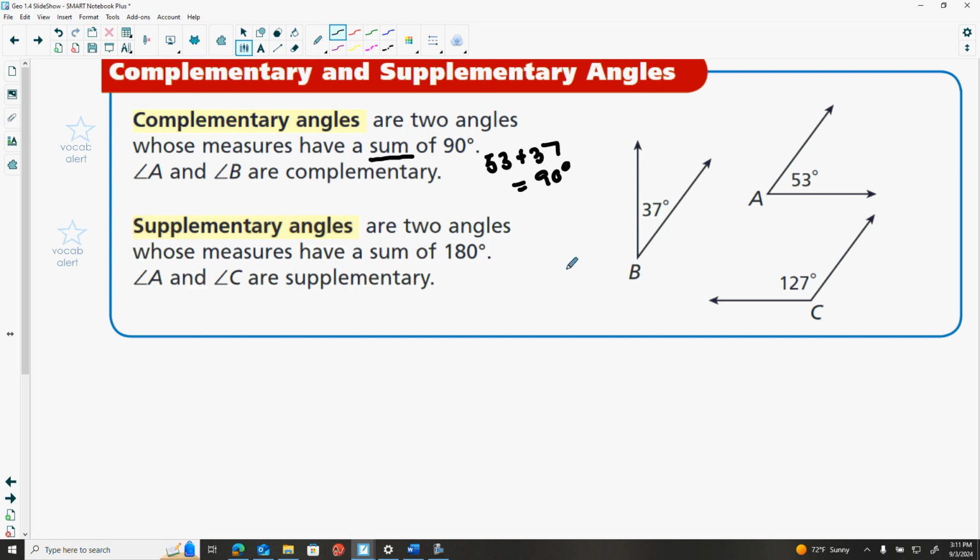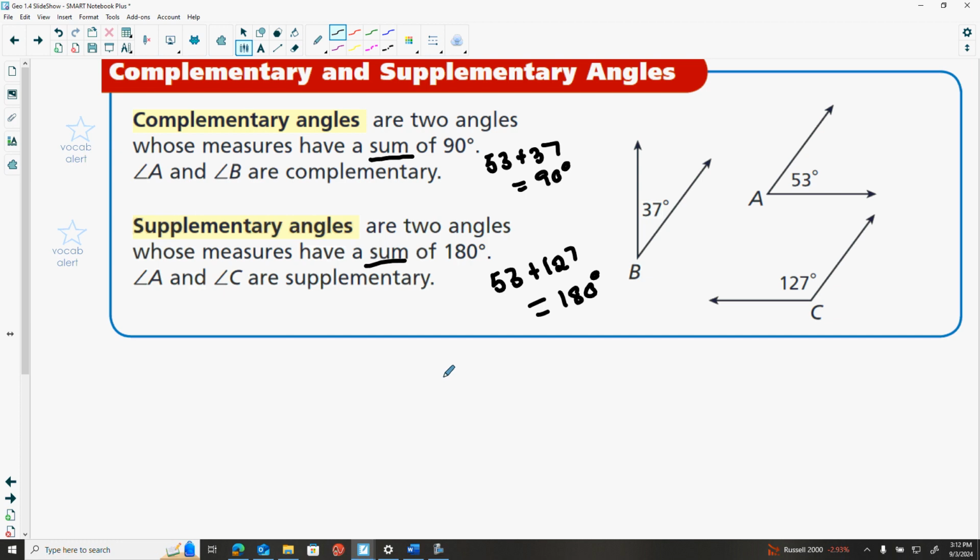The next one would be supplementary angles. Supplementary angles are two angles whose measures have a sum of 180 degrees. In this example, angles A and C are supplementary because I can add 53 to 127 and I will get 180 degrees. Again, I'm focusing on the word sum because a lot of times in geometry the first time around, people think complementary angles are two angles that are 90 degrees, not add to 90 degrees. Make sure you know the difference.